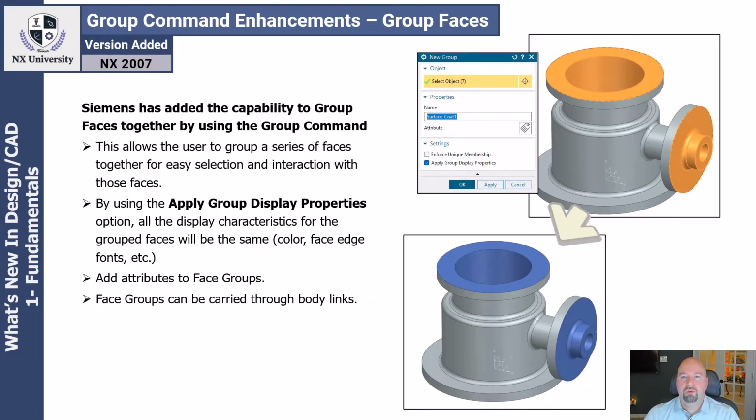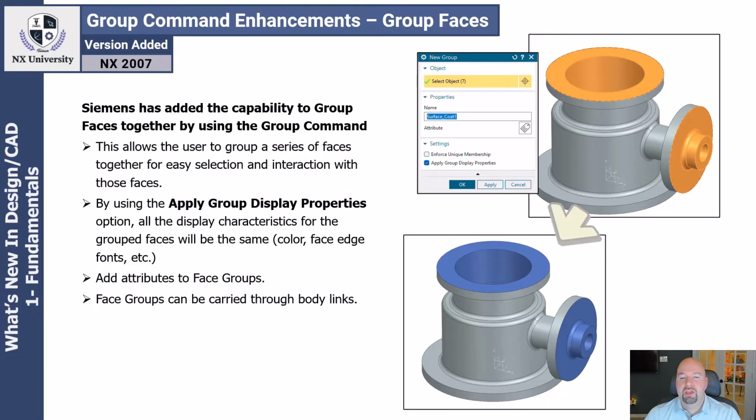All you have to do is open up or create a new group, select the faces, give a descriptive name, and there's an additional setting in the settings panel, and you'll see it's called Apply Group Display Properties. Essentially what this is going to do is give all of those faces the same display characteristics for the group faces, such as color, face edge fonts, etc. We also have the capability to add attributes to face groups as well.